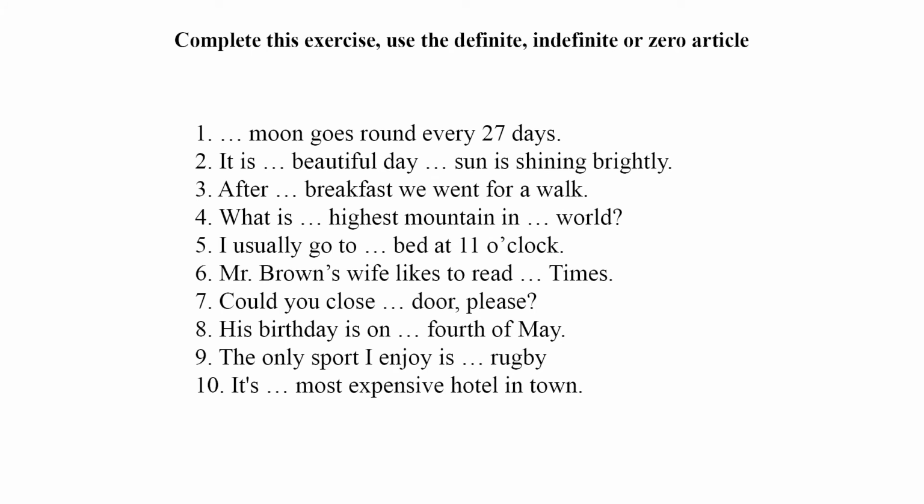Complete this exercise. Use the definite, indefinite or zero article. The moon goes round every 27 days. It is a beautiful day. The sun is shining brightly. After breakfast, we went for a walk. What is the highest mountain in the world? I usually go to bed at 11 o'clock.